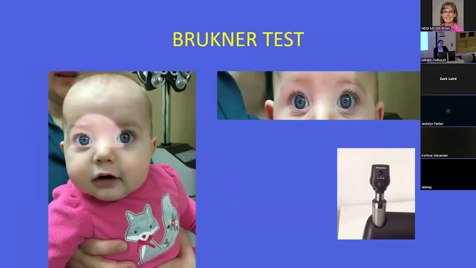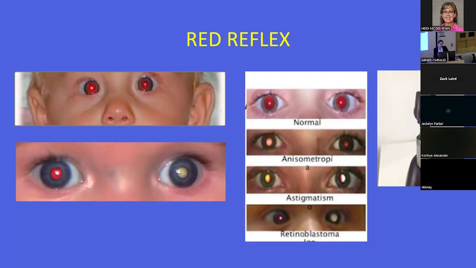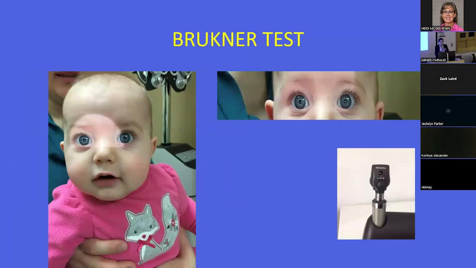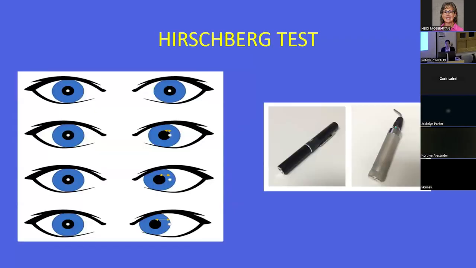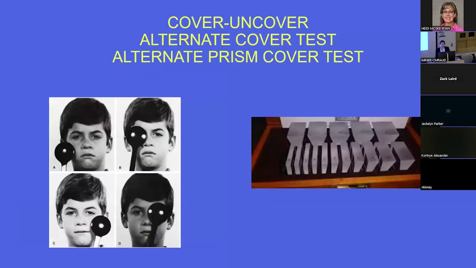Bruckner test is basically the same as the red reflex, but you just jump back a little bit and you try to see both eyes at the same time in order to compare. Hirschberg test is the test that we talked about, looking at the reflex and making sure it falls. If the patient is orthotropic, which is aligned, basically it's going to fall at the center of the pupil. Very easy test to do with any light.